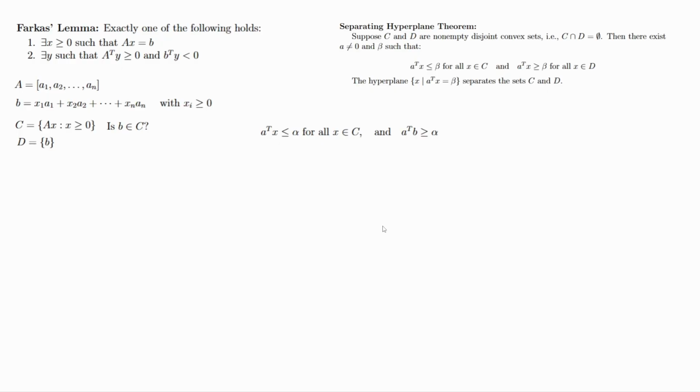So here's the key idea. C is a cone, which means it contains the origin. So that means that x can be 0, right? Since 0 is in C, we have a transpose 0 is less than or equal to alpha, which implies alpha must be greater than or equal to 0. Second, for any x in C and any t greater than or equal to 0, we have t times x must also be in C. This is just a property of a cone. So we can replace x with t times x for some positive t, and we have that t times a transpose x is less than or equal to alpha.